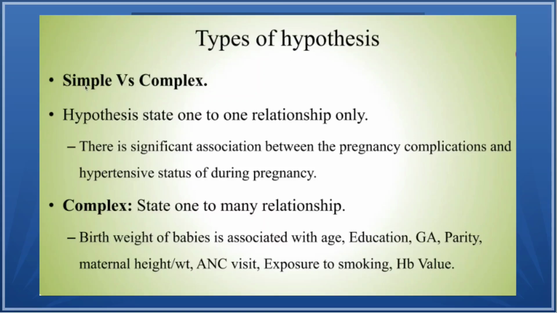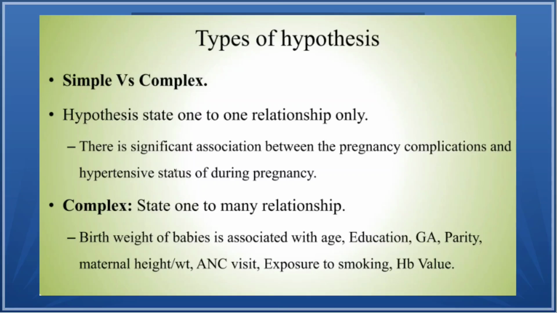Coming to the types of hypothesis: simple versus complex. Simple hypothesis states one-to-one relationship only. There is significant association between the pregnancy complications and hypertensive status of patient during pregnancy. What complications a mother will develop due to the hypertensive condition of her during the pregnancy. So this is association between these two variables, okay, that they are going to study.